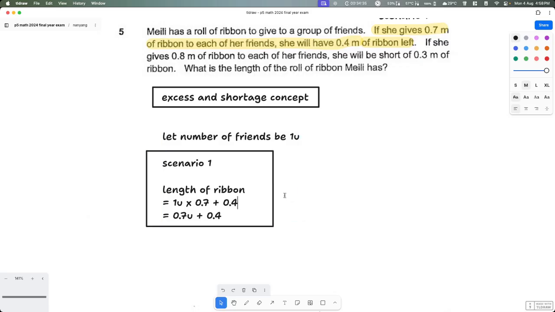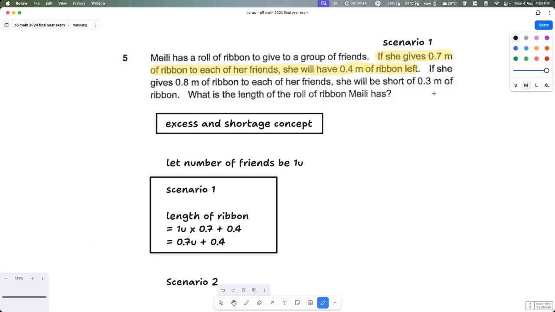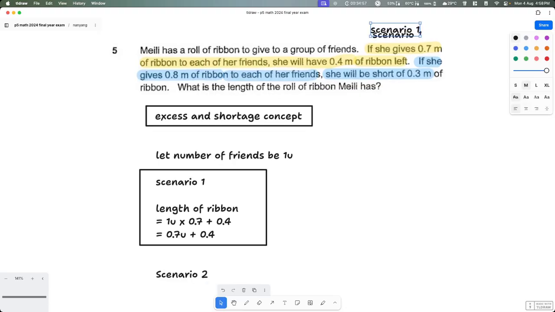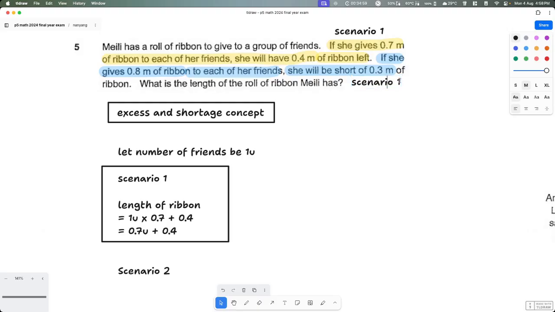Right, so now let's move to scenario two. I'm going to highlight this maybe differently. If she gives 0.8 meters to each of her friends, she'll be short of 0.3 meter. So I'm going to put here scenario 2, and highlight this as scenario 2, and this is scenario 1.